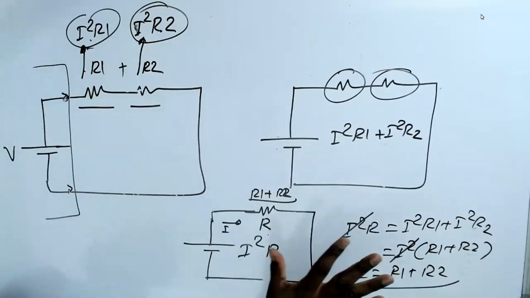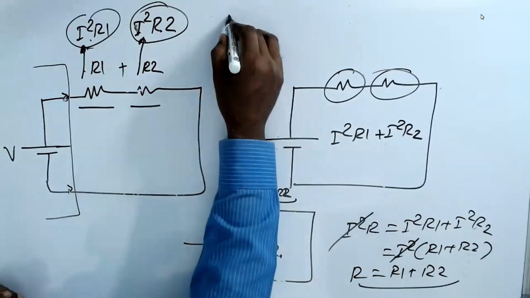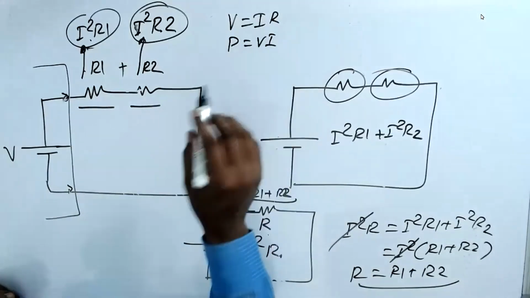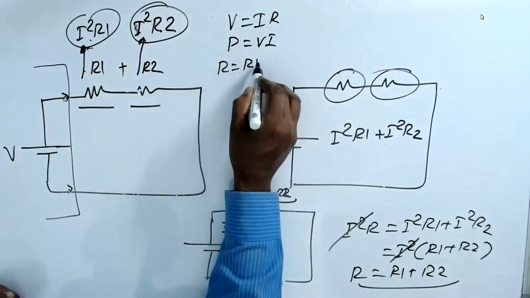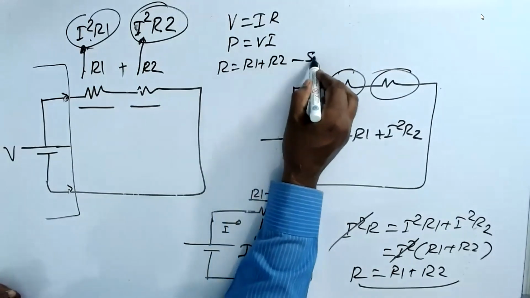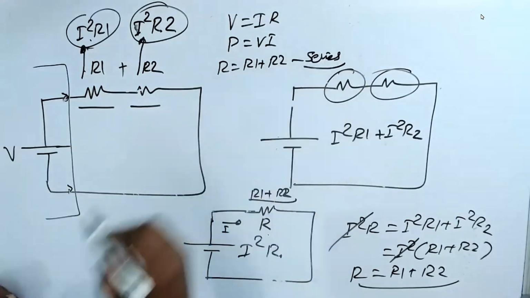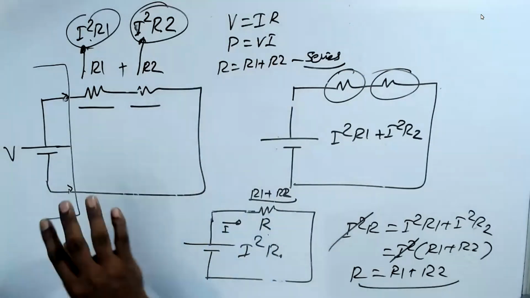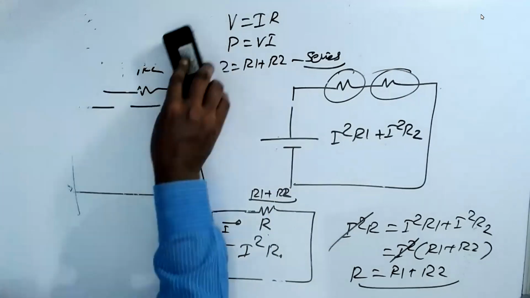Please understand, after V is equal to IR and P is equal to VI, we have to remember R is equal to R1 plus R2 in a series circuit. These are all the very, very important things you have to remember. Not too much, only very little.